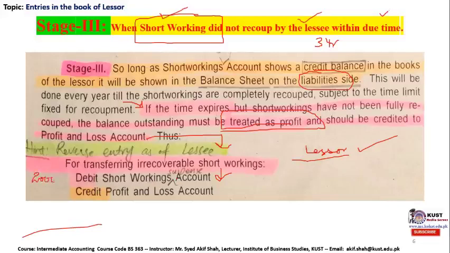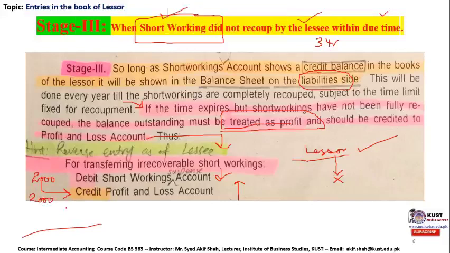Let's suppose the lessee was unable to recover that amount, it will be debited and the liability of the lessor or landlord will be vanished or written off, and this will be transferred to the profit and loss account, and this will be considered as profit of the company. Now it's another additional royalty earned by the company. So credit profit and loss account. When there is an increase in profit and loss account, it is recorded as a credit entry. So we will credit the profit and loss account of the lessor.